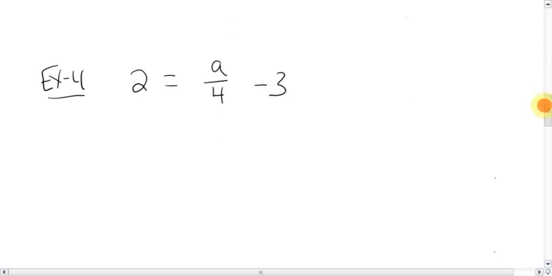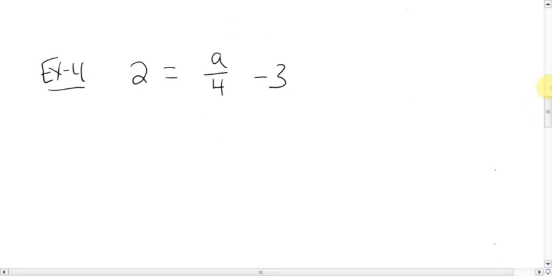How about this one? Written in a different order, don't freak out, it's the same old thing, just relax. Where's the letter? Right there. What's bugging it? The divided by 4, the subtracting 3. All we've been doing is getting the letter by itself. Same old, same old. Don't freak out just because it's the other way around. Let's get rid of this minus 3. How? Add 3. Add 3. The 3's go away. We're left with just a over 4 on this side.